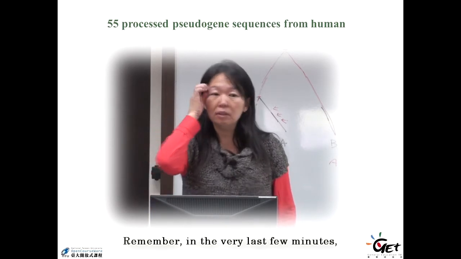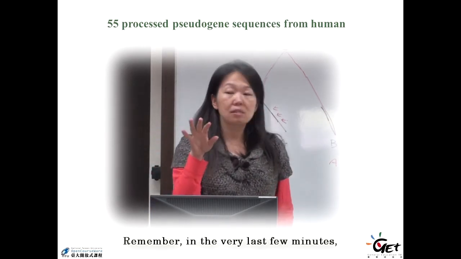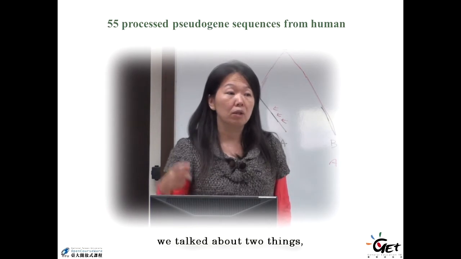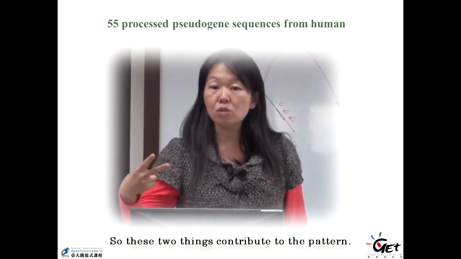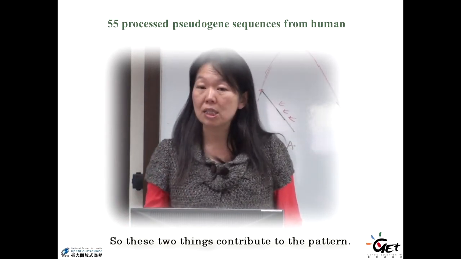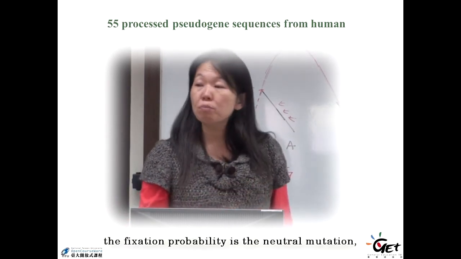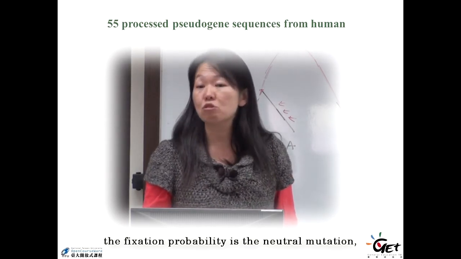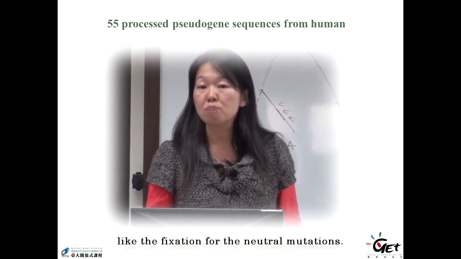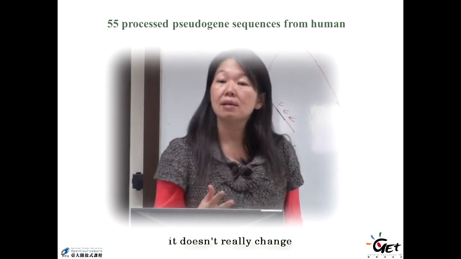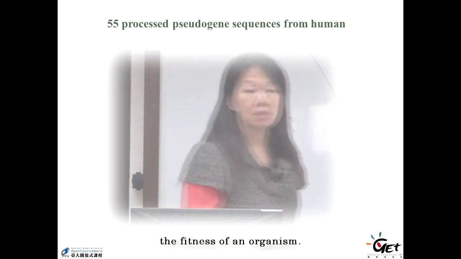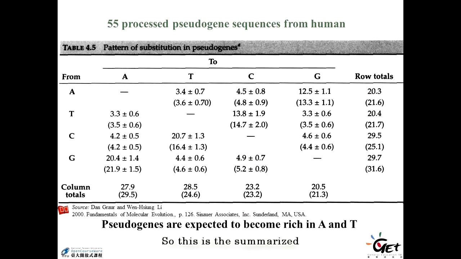Remember, in the very last few minutes, we talked about there are two things, mutation and fixation probability, right? So these two things contribute to the pattern. Here, the fixation probability is that of neutral mutations. If any change happens at this locus, it doesn't really change the fitness of an organism. So this is the summarized pattern of the changes.